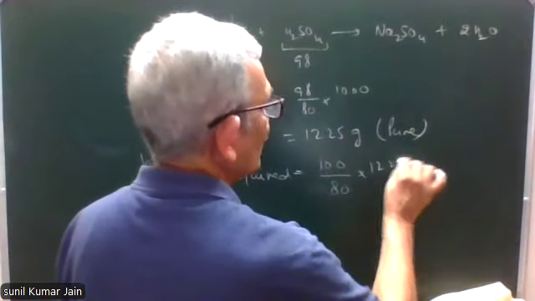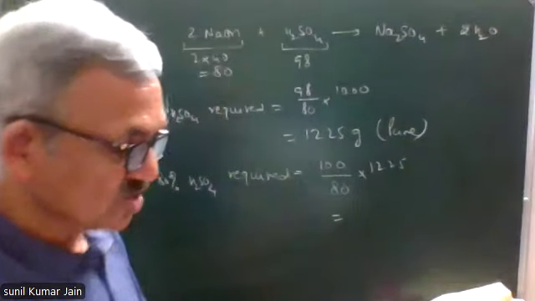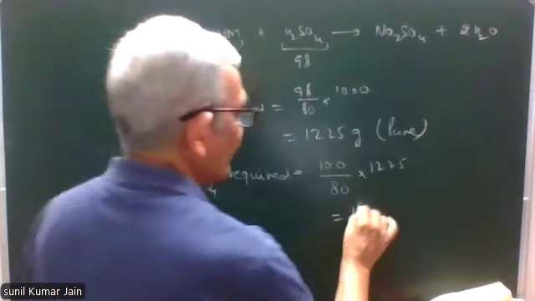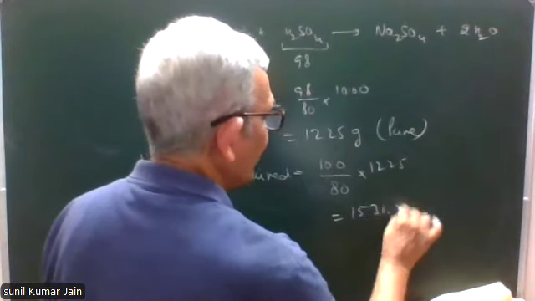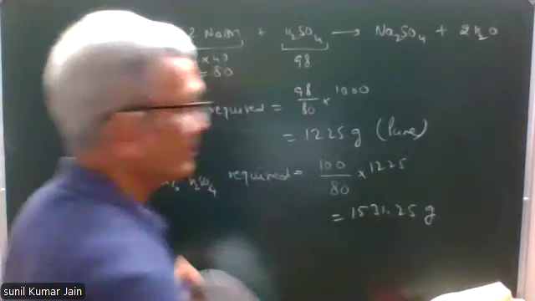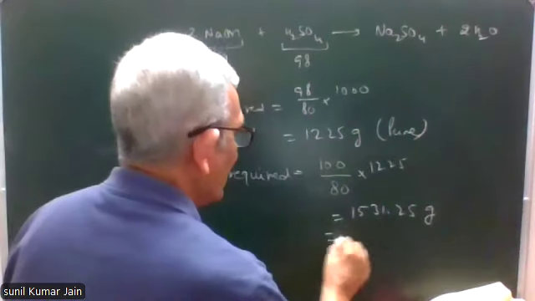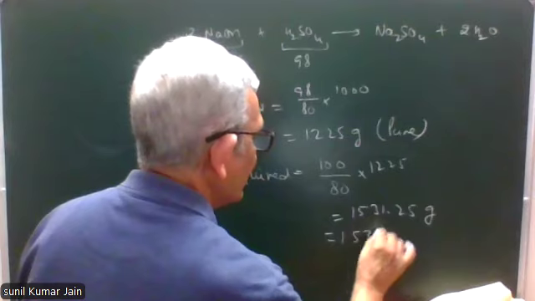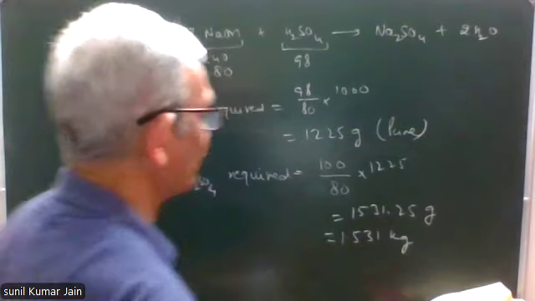For 1225, I need, this will come out to 1531.25 grams. This is nothing but 1.531 kilogram.